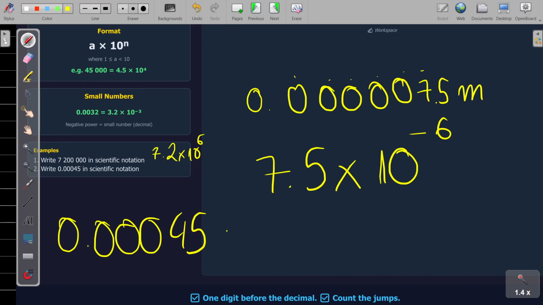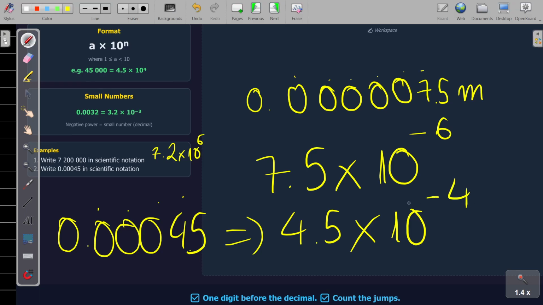For our other example, where we write something like 0.00045, we can write it as usual. With one digit before the decimal, we have 4.5, and then we count from the original one here. 1, 2, 3, 4. So 4.5 times 10 to the power of -4. That's how you do it, guys.